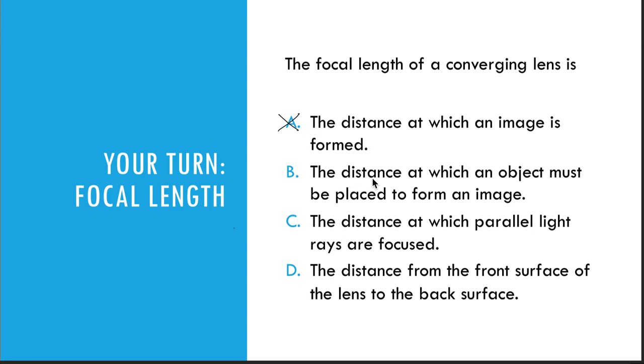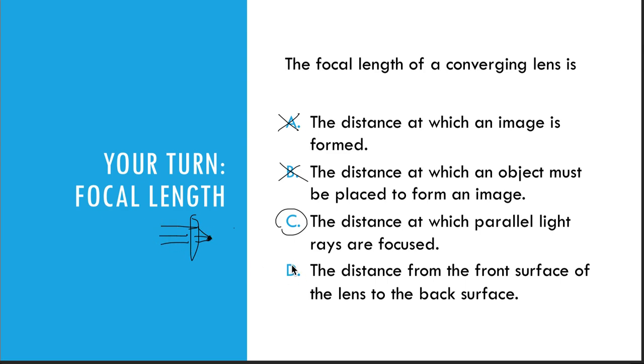What about B? The distance at which an object must be placed to form an image. That's not true either, because the object can be anywhere. It doesn't have to be at the focal point. C. The distance at which parallel light rays are focused. That is the correct one. Your parallel rays come in parallel to that lens, then they're going to be focused at that focal point, and that is where your image is going to be formed. Only when the rays are parallel.